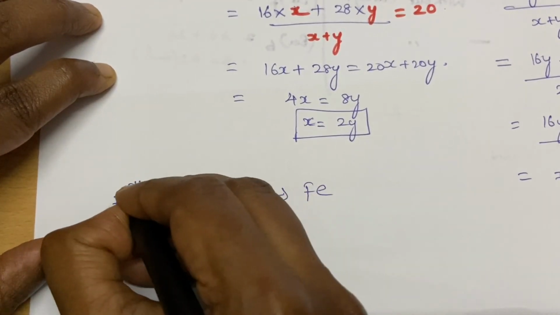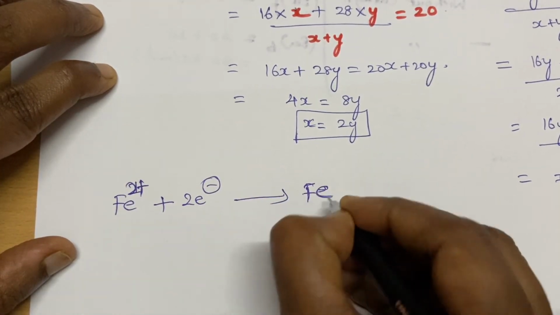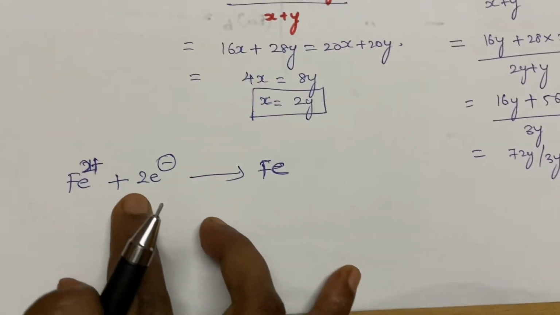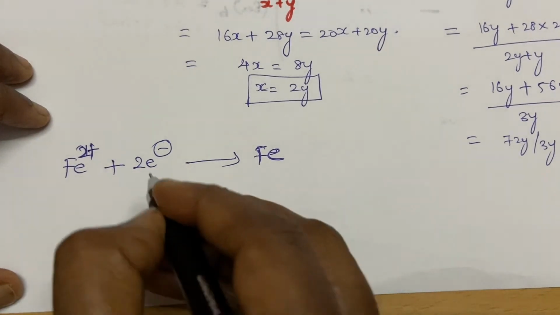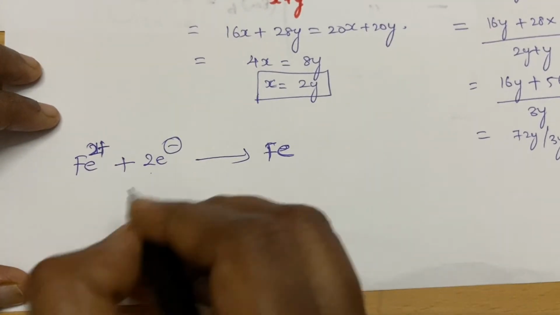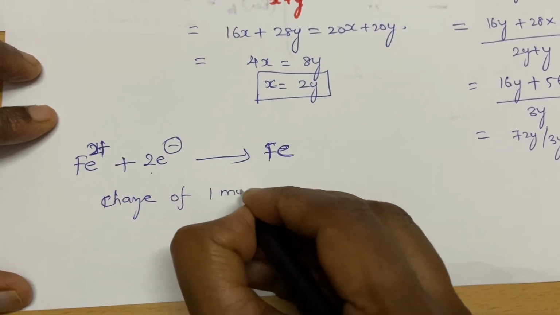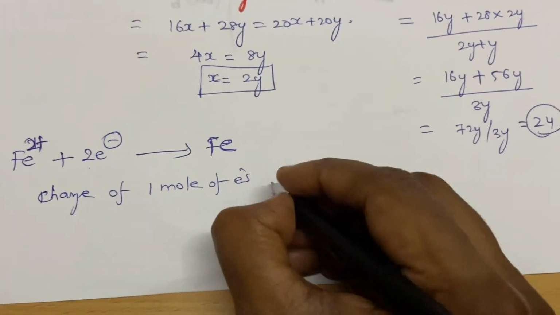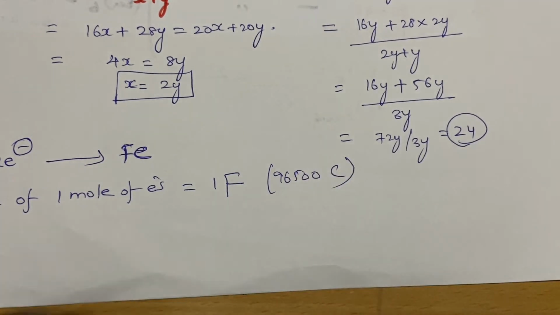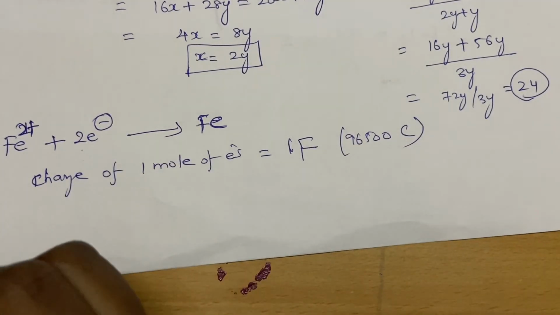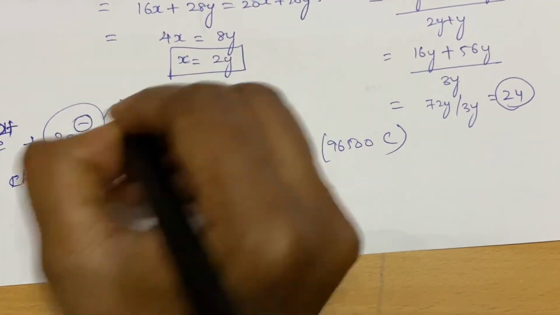So this is iron 2 plus. You need 2 moles of electrons to get iron. When you speak in terms of charge, the charge of 1 mole of electrons we call 1 Faraday, which is 96,500 coulombs. So for this reaction to happen, in terms of charge, we have to pass 2 Faraday.